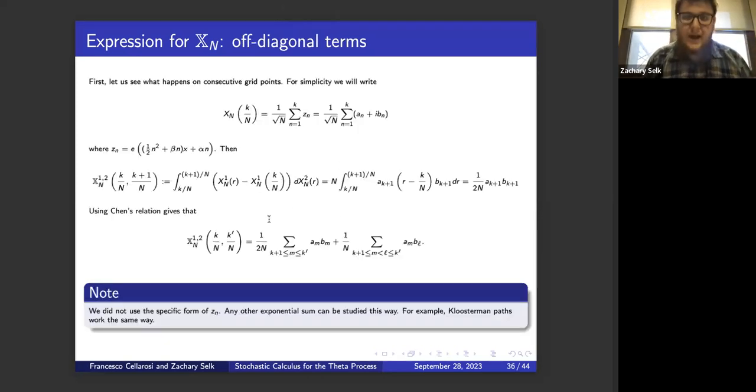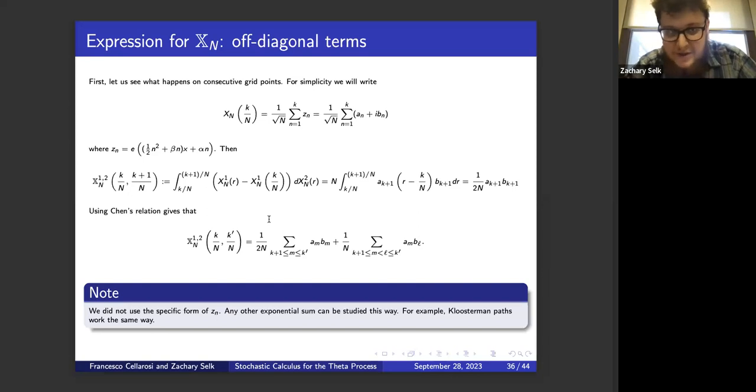And for the off diagonal terms, we can consider at least the grid points, the points k over n. And you can just compute for consecutive grid points what the Riemann-Stieltjes integral is. So for the Riemann-Stieltjes integral on consecutive endpoints, you just have 1/2n, a_{k+1}, b_{k+1}, where these are the real and the imaginary parts of the exponential, okay?